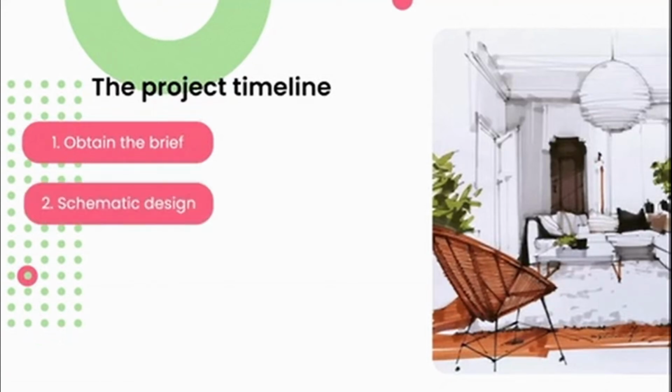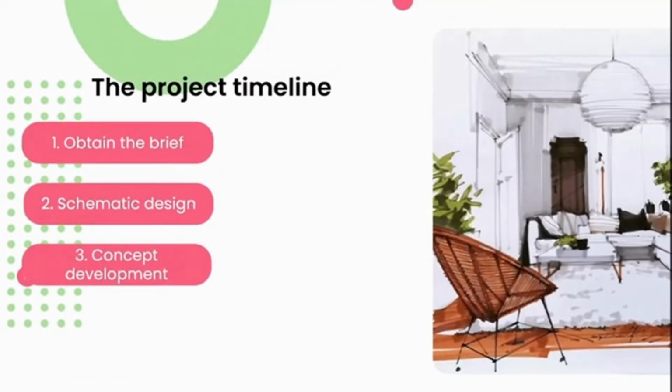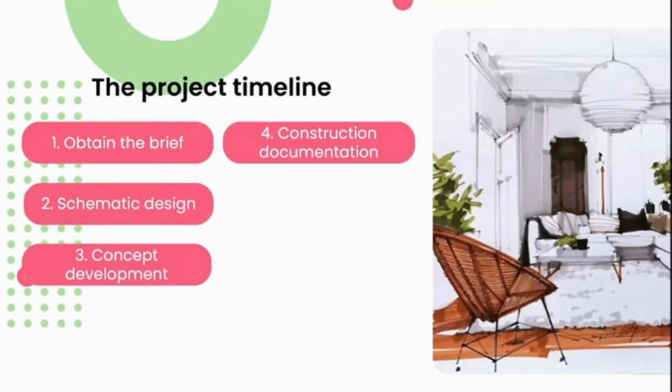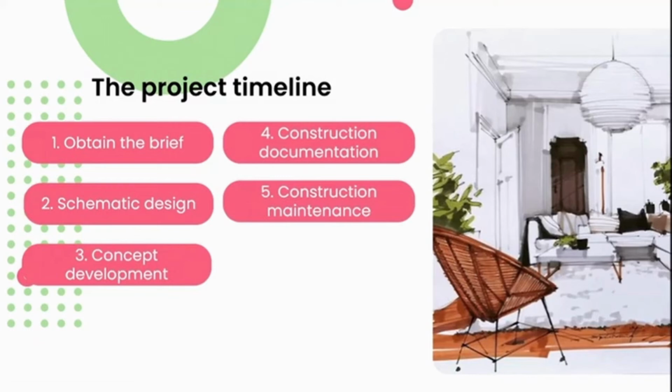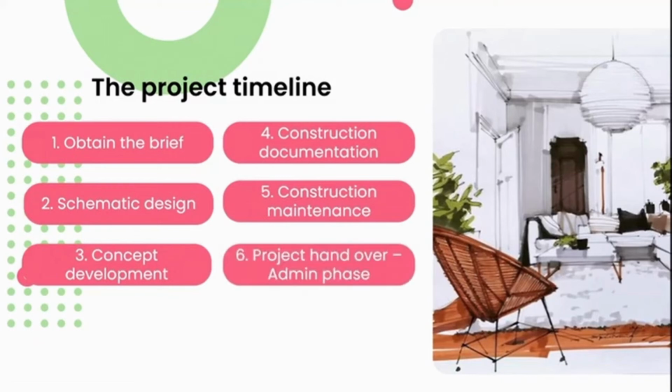Secondly, we have a schematic design phase. Thirdly, we have concept development phase. Fourth, we have construction documentation phase. Fifth, we do construction maintenance. And lastly, we have our project handover phase, which is essentially an administration phase. We're going to take a look at these project timeline headings in a little bit more detail, and we start off with the project brief.